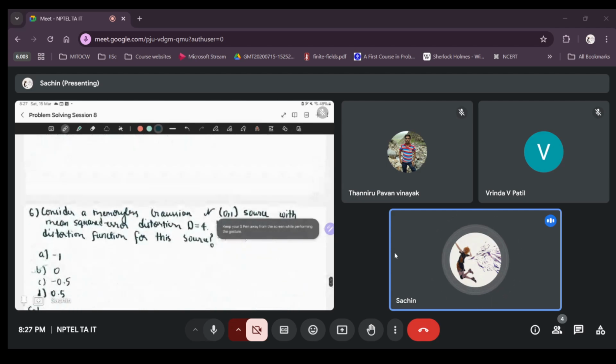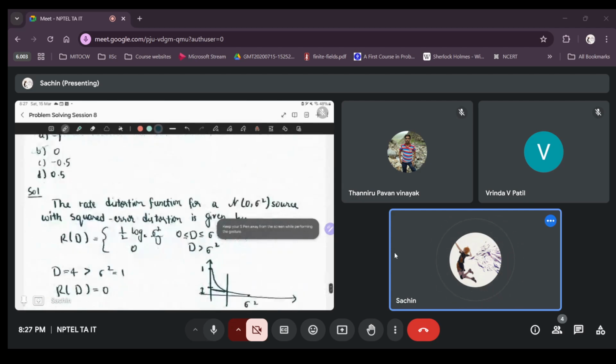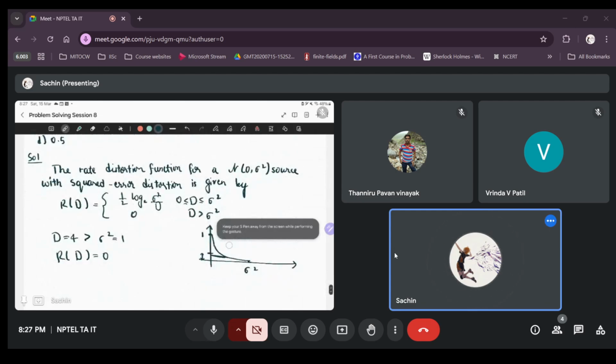But in this question number 6, the distortion that they are allowing is somewhere here. It's much less than sigma square. And actually, it is somewhere here. So to get distortion less than this, you can use any rate you want. So the minimum rate you can use is 0.